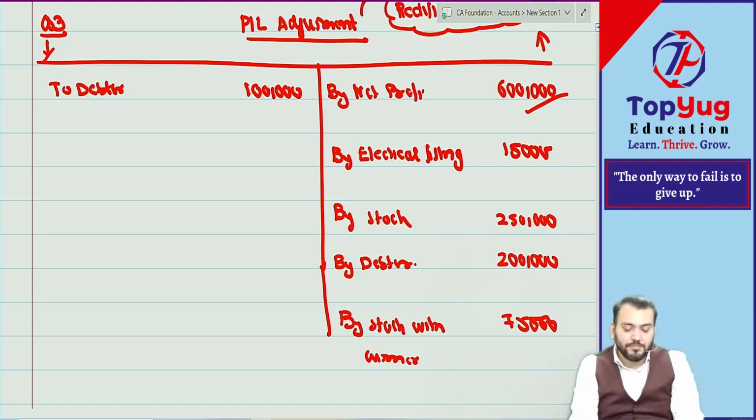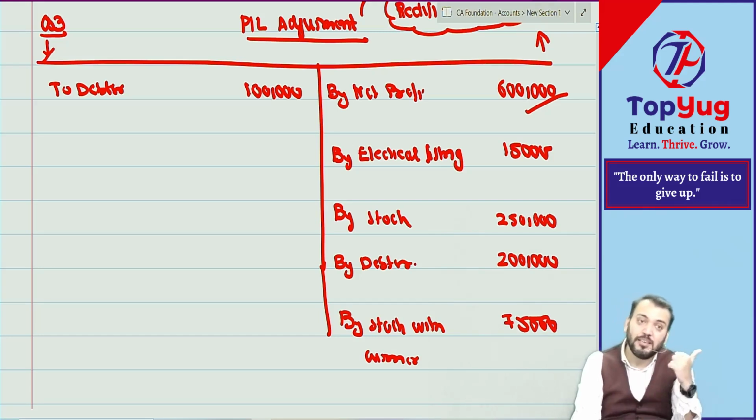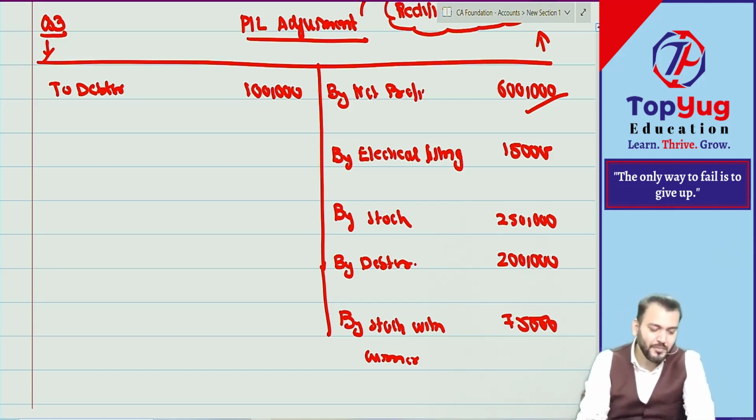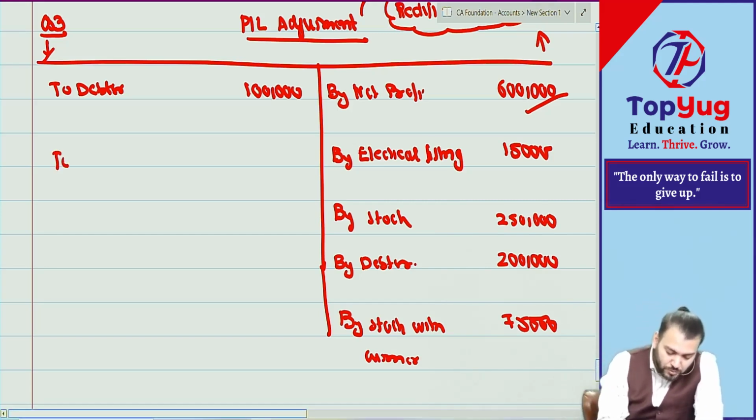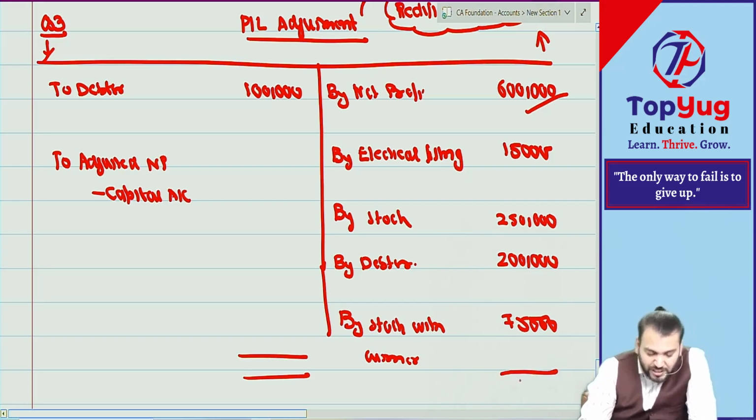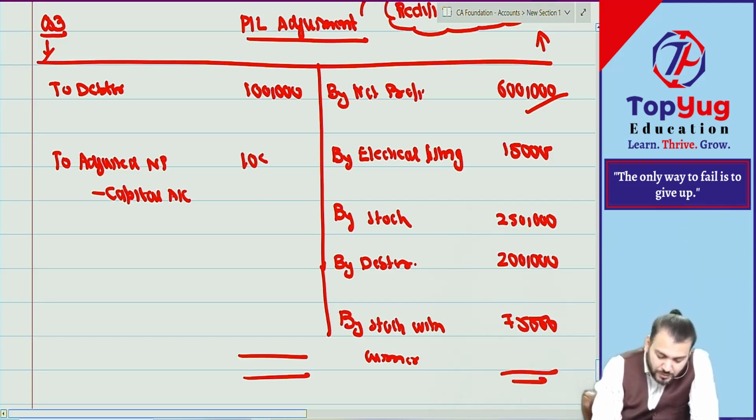If you are not able to understand, we'll discuss it in the rectification chapter. Don't worry. Because this has been asked for closing stock, I'm just doing it. Okay? So this becomes the adjusted net profit, and this will be transferred to capital account. Yes or no? How much is the adjusted net profit? 10 lakh 40,000. Understood?